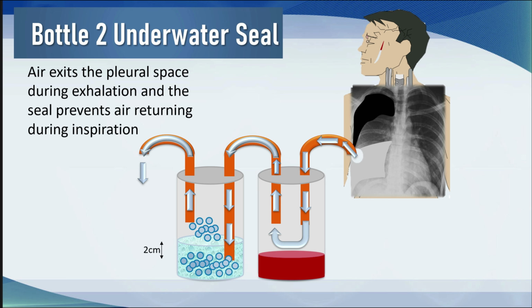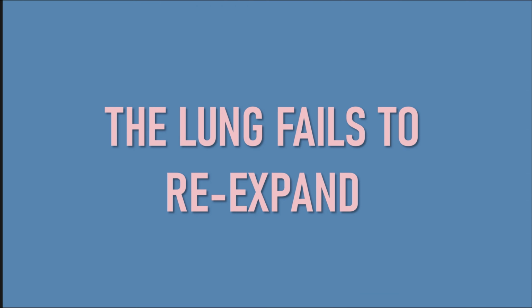So now we have our 2 bottles. The first bottle collects the liquid, the second bottle acts as a standard underwater seal and allows the air to pass out. This is usually good enough for most pneumothoraces. But what happens if the lung fails to expand? If the lung fails to re-expand, suction must be applied to literally suck the lung back open.